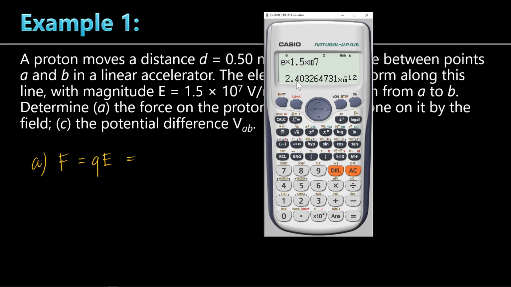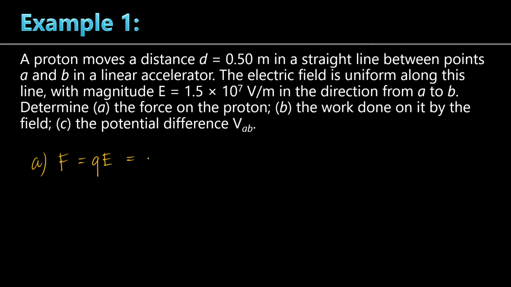Okay, so we got 2.4 times 10 to the minus 12 newtons. Okay, maliit lang na force yan. Siyempre, maliit lang din yung magnitude ng charge. Now, for letter B, tinatanong naman tayo, ano daw yung work done on it by the field? Remember that the work done is equal to this force multiplied by the displacement, no? So, that's Q, E times D.